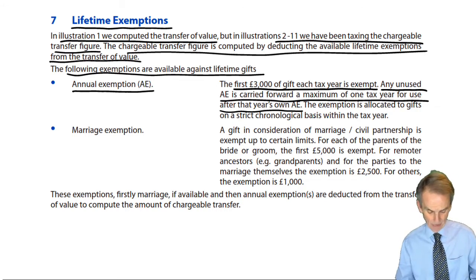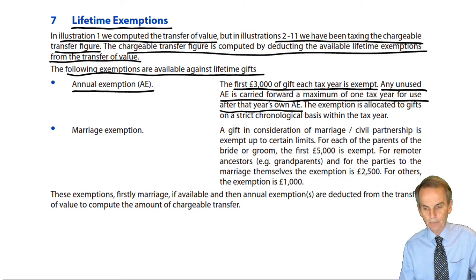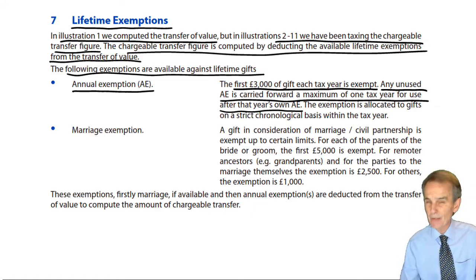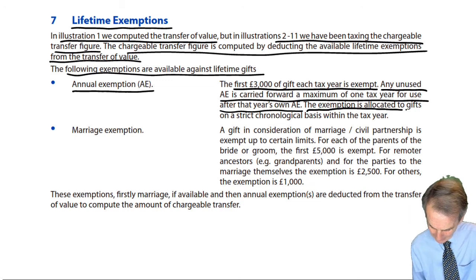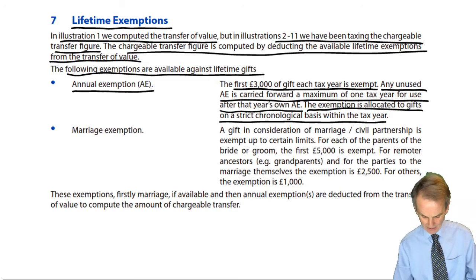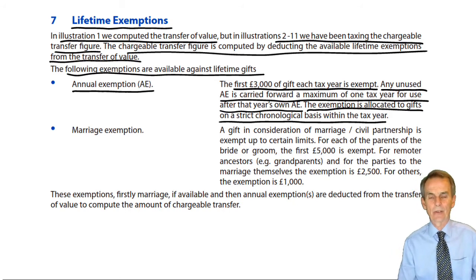Well, in terms of the IHT rules on the annual exemption, we do get to carry forward any unused amount of the annual exemption from one tax year to the next tax year. We only get to carry it forward for one tax year. It's not a huge giveaway, of course, given that the amount involved is only £3,000 per annum. The exemption is allocated to gifts on a strict chronological basis within the tax year.